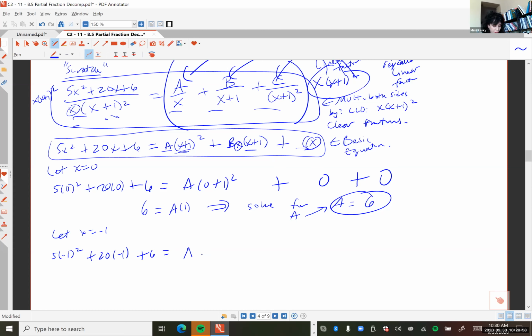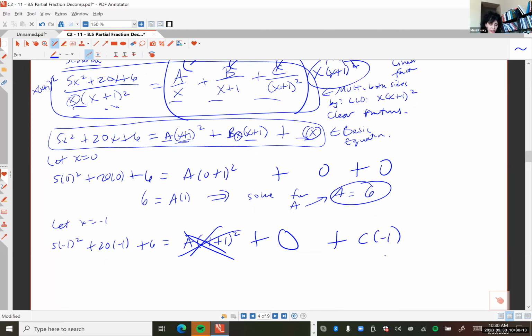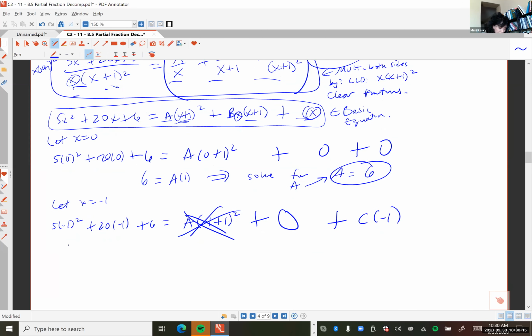So for this first term, I hope you can appreciate that -1 plus 1 is going to go to 0. So he's out. Come on, baby, get rid of it. And then the next term is also going to go to 0. And then the last term, since you're letting x equal -1, you have c times -1. So on the left here, you have 5 plus -20 plus 6 is equal to -c, and you're just trying to solve this for c.